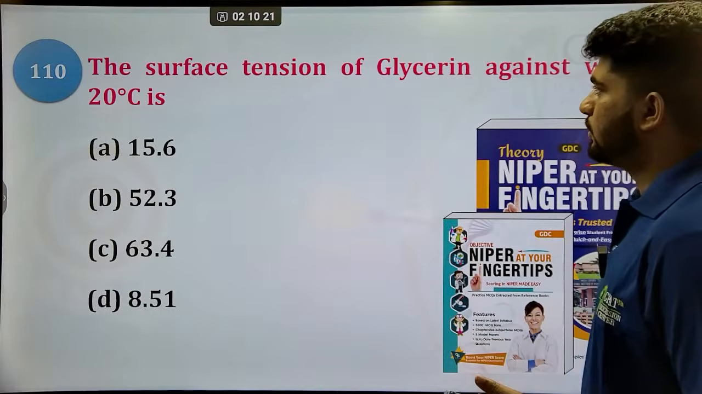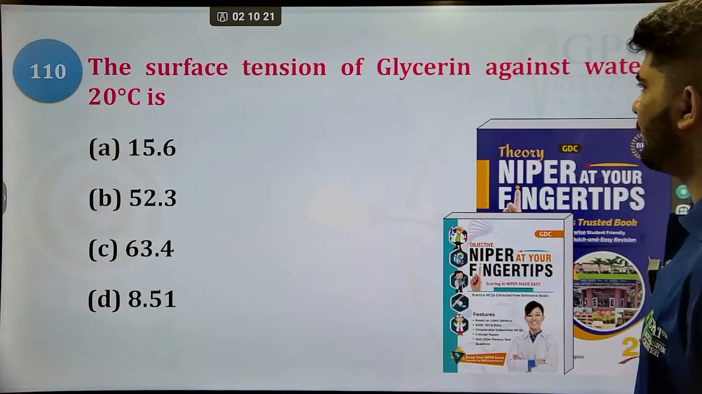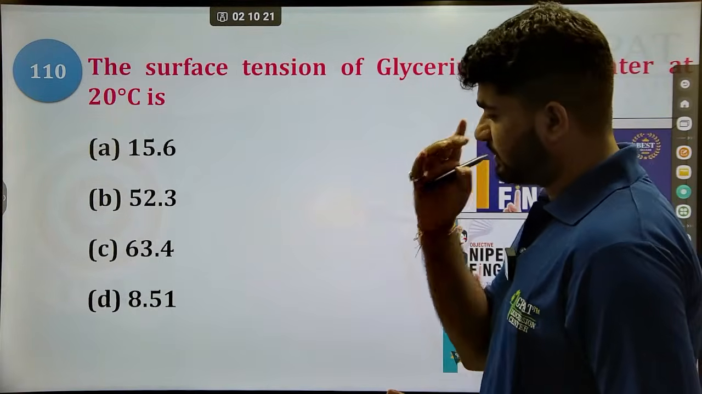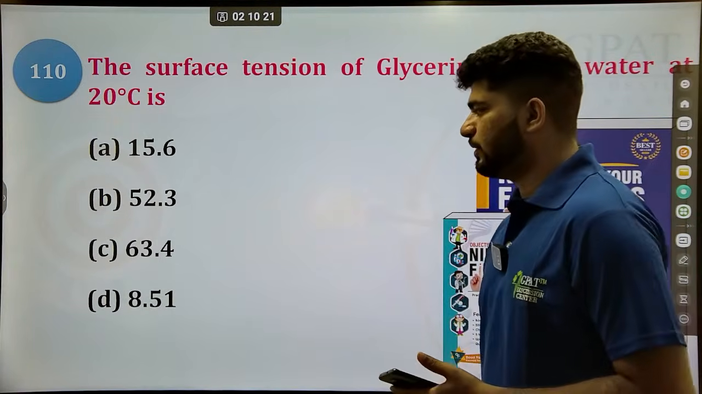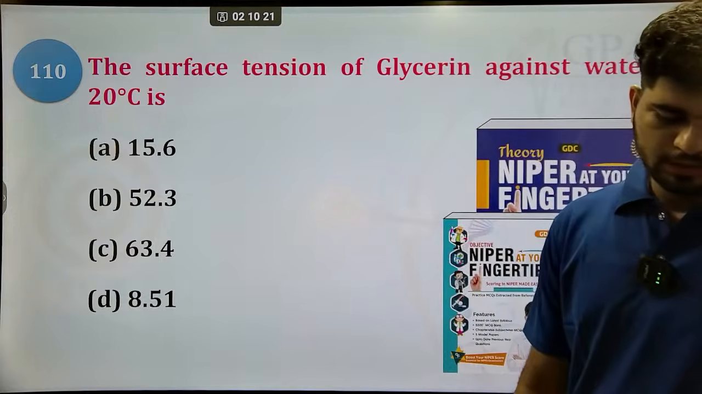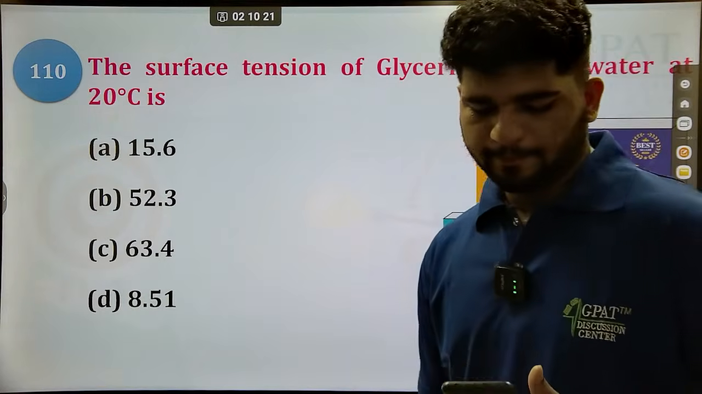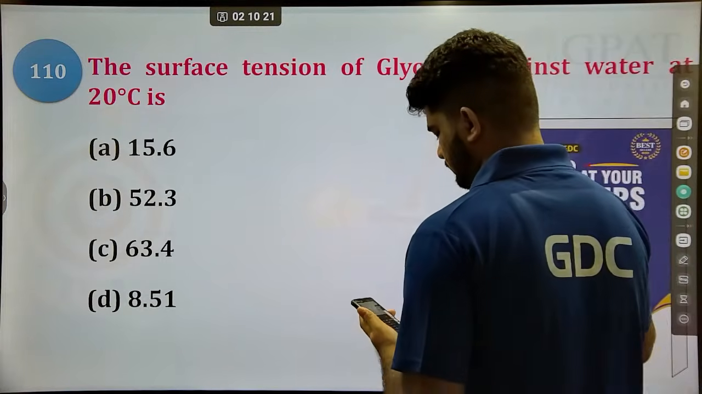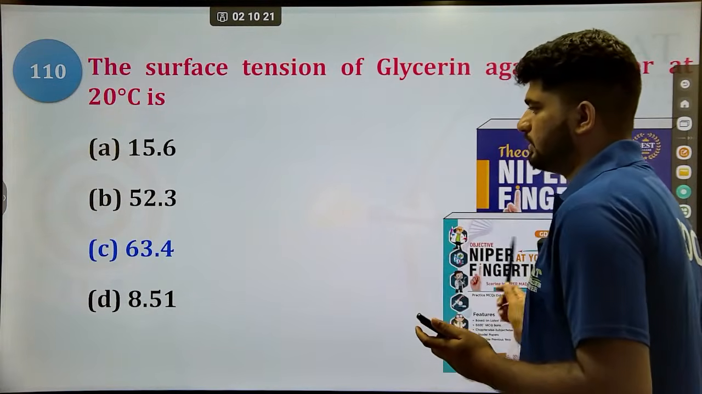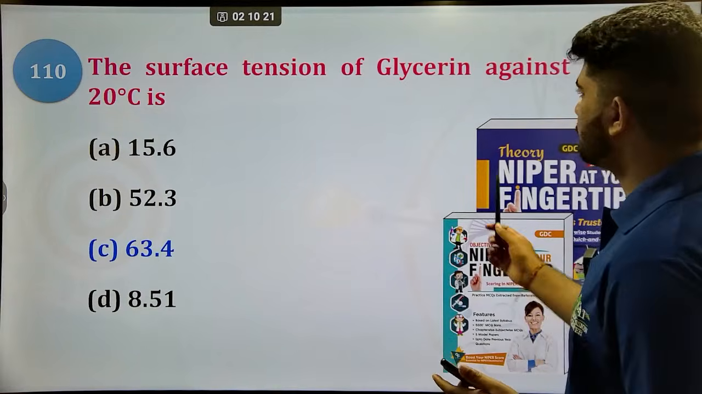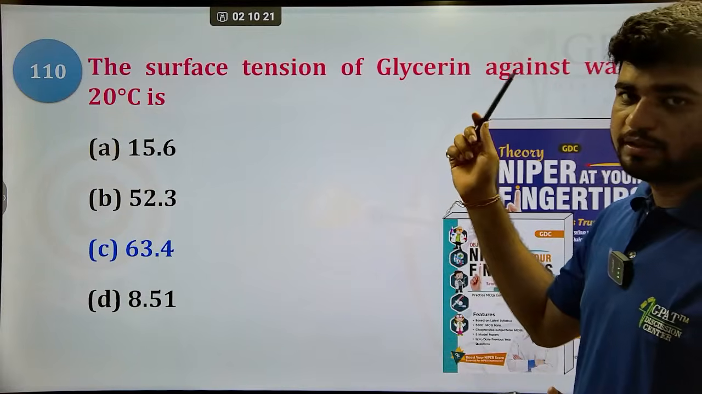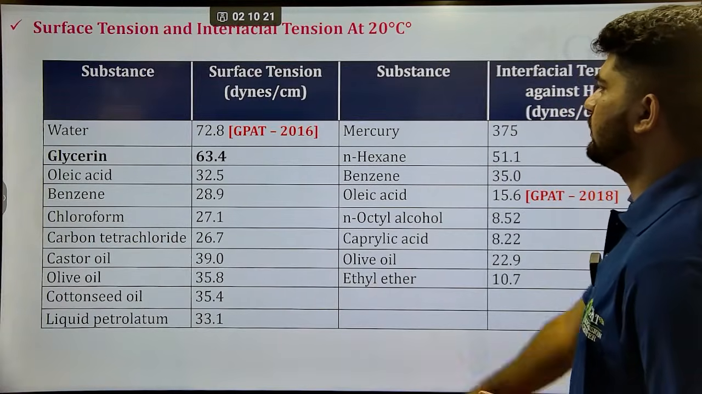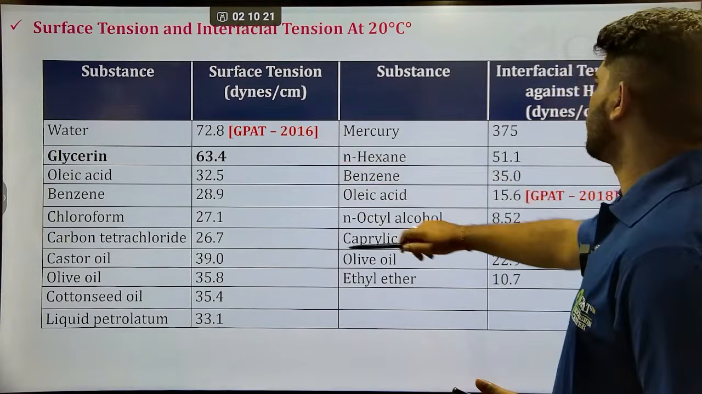Now, the surface tension of glycerine against water at 20 degrees Celsius. Glycerine, I am talking about. 15.6, 52.3, 63.4, 8.51. Anyone? Yeah, this is your 63.4. What's the surface tension of water? That's your 72.8 surface tension.